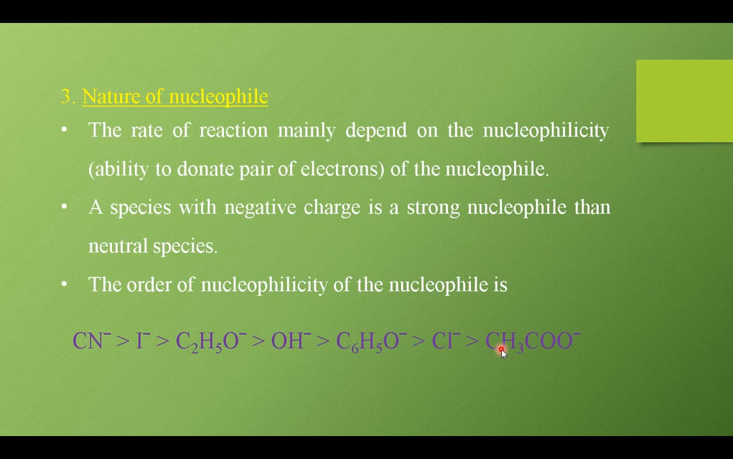Next factor is nature of nucleophile. The rate of reaction mainly depends on the nucleophilicity of the nucleophile. Nucleophilicity means the ability to donate a pair of electrons. A species with negative charge is a stronger nucleophile than a neutral species. In SN2 reaction, the order of nucleophilicity is CN- greater than I-, then C2H5O-, HO-, C6H5O-, Cl-, and CH3COO-.